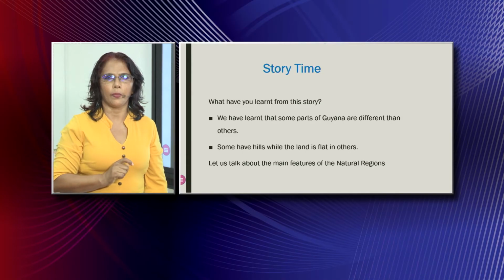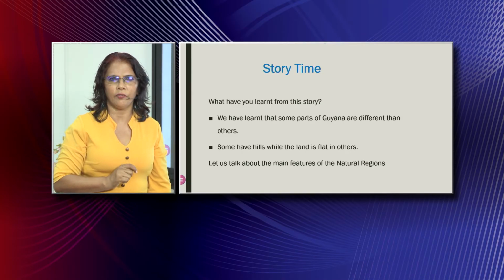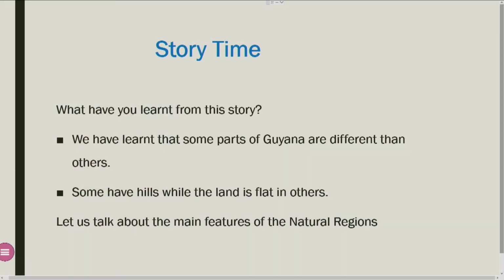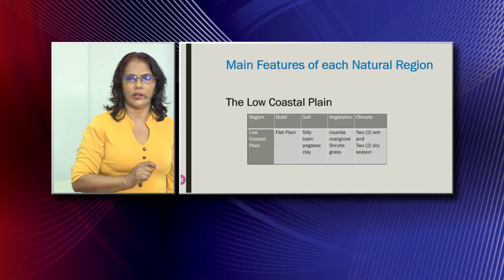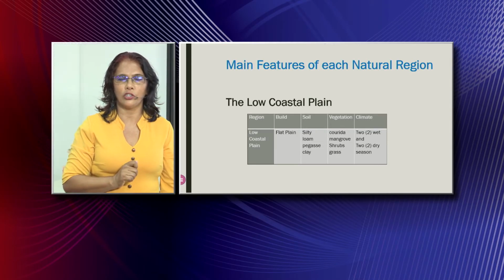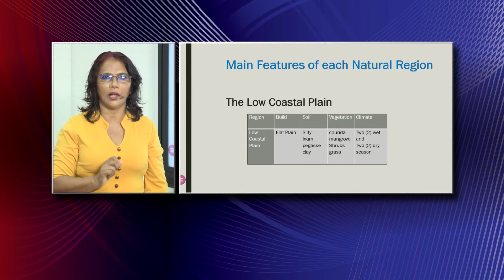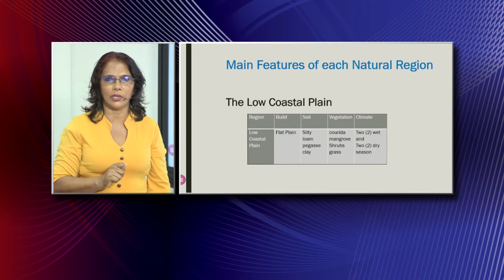Story time. What have you learned from this story? We have learned that some parts of Guyana are different than others. Some have hills while the land is flat in others. Let us talk about the main features of the natural regions. Main features of each natural region. Remember, we said that the features will be the plants, the animals, the soil, climate.